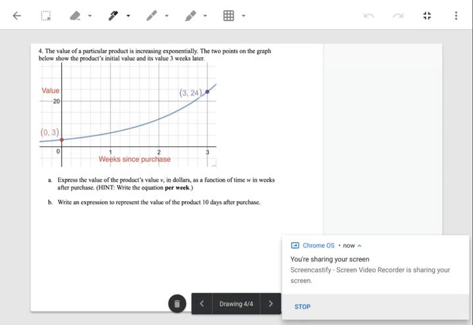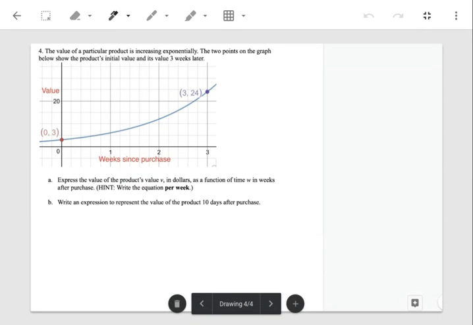The value of a particular product is increasing exponentially. The 2 points on the graph below show the product's initial value and its value 3 weeks later. Express the product's value V in dollars as a function of time W in weeks after purchase. Hint: write the equation per week.